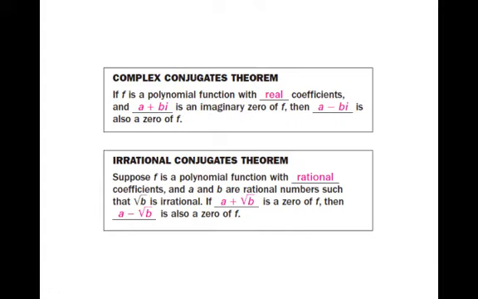Okay, complex conjugate theorem. If f is a polynomial function with real coefficients, and a plus bi is an imaginary zero of f, then a minus bi is also a zero of f, because they're generated by the quadratic formula, the whole a plus or minus square root, and so you're going to end up with a plus bi and a minus bi. It gets a little confusing because we've got a and b here, and the quadratic formula is negative b plus or minus, all that stuff. The whole thing is, because it comes from the plus or minus, you're going to have the conjugate. Same thing with irrational zeros. They're going to come in conjugate pairs too.